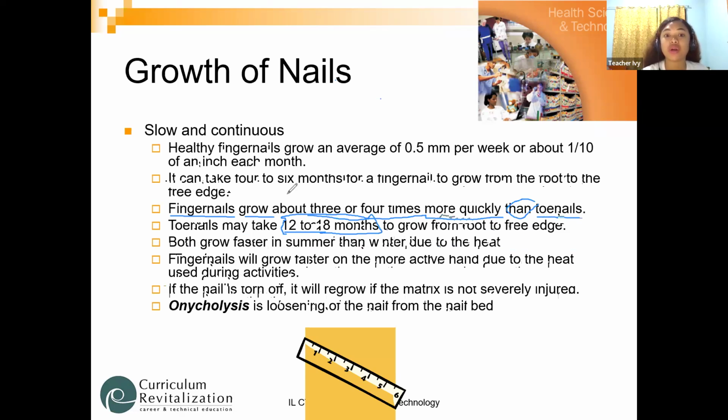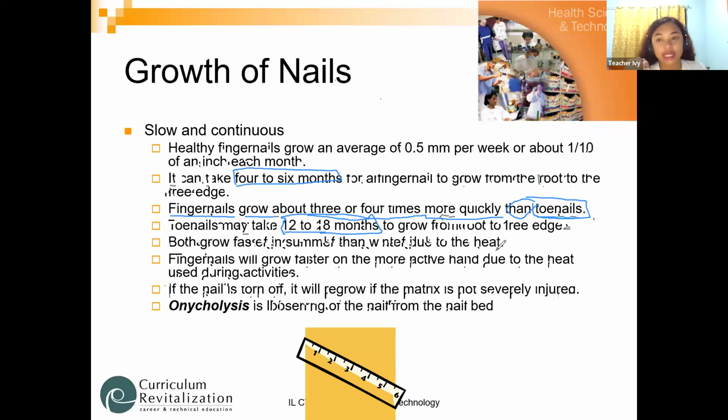But if it is just in the fingernails, it only takes 4 to 6 months if it is pulled out. But if it is the toe, then it takes 1 year up to 1.5 years to regrow again. See, that's how far and how slow your nails regrow if ever it is taken off. Okay, remember that one. Next, both grow faster in summer than winter due to the heat. Okay, your nails also matter in terms of season.